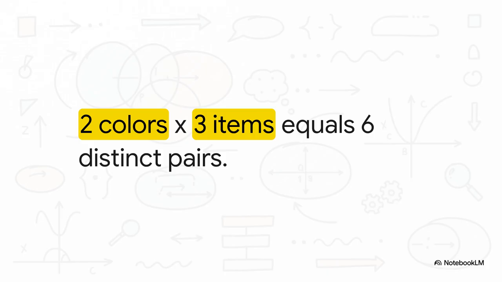Let's anchor this in a real-world scenario. Imagine you've got a set of 2 colors, let's say red and blue, and a set of 3 objects, a bag, a coat, and a shirt. If you want to figure out how many pairs of colored objects you can make, you just intuitively pair them up. Red bag, red coat, red shirt. Then blue bag, blue coat, blue shirt. You instantly recognize that 2 colors times 3 items gives you exactly 6 distinct pairs. That is pattern recognition at its absolute most basic.